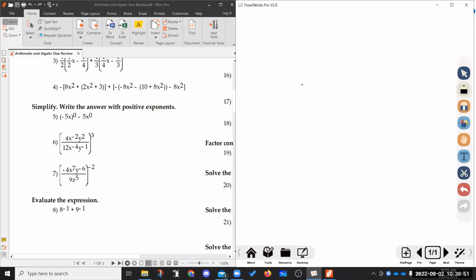Now we're going to do some rules of exponents. In parentheses, negative 5x raised to the 0 power minus 5, not in parentheses, x raised to the 0 power. Anything raised to the 0 power, it's not 0, is going to be 1. So we're going to assume that they want us to say 1 minus 5 times 1, and 1 minus 5 is going to be negative 4.